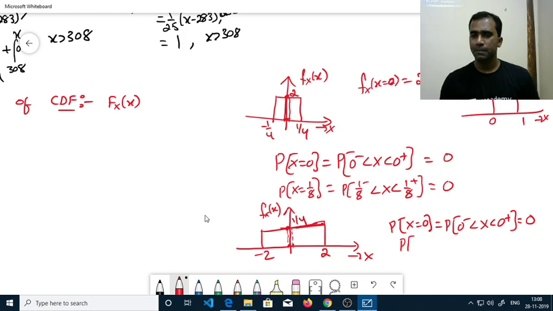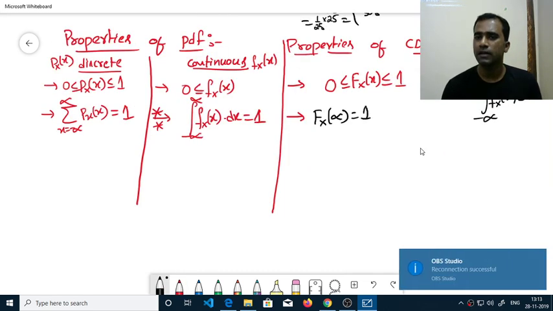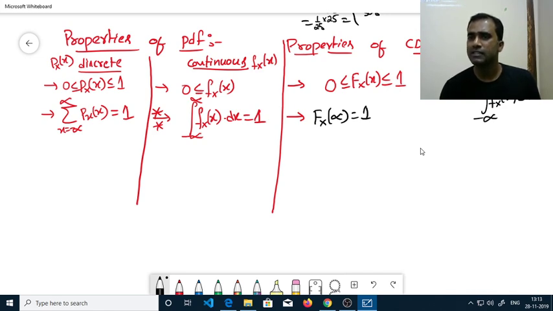Now, similarly, P of X equal to 1, that is also 0. Probability at a particular point, you can find it as the area between 1 minus and 1 plus, which will be 0, which you can write as 0. If you put x equal to infinity, here in place of the upper limit, you have to put infinity. Minus infinity to plus infinity, that is definitely resulting in 1. So same property, if you want to write it in terms of CDF, this is how we write it.